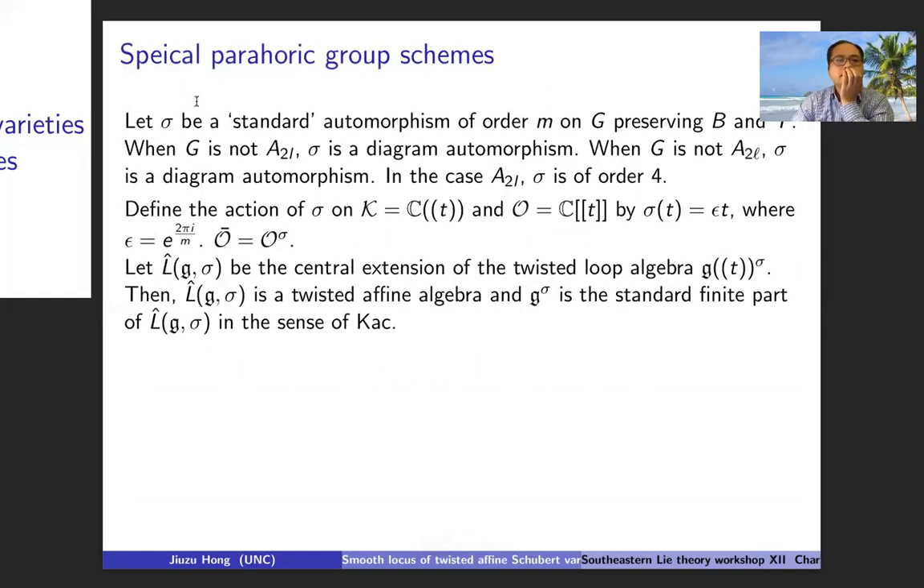Okay, now let me start to talk about the twisted story. Let sigma be a standard automorphism of order m on G, preserving the Borel subgroup and the torus T. When G is not of type A_{2l}, sigma is just a diagram automorphism. And in the case of A_{2l}, sigma is slightly different; it's not an exact diagram automorphism, and it will be of order 4.